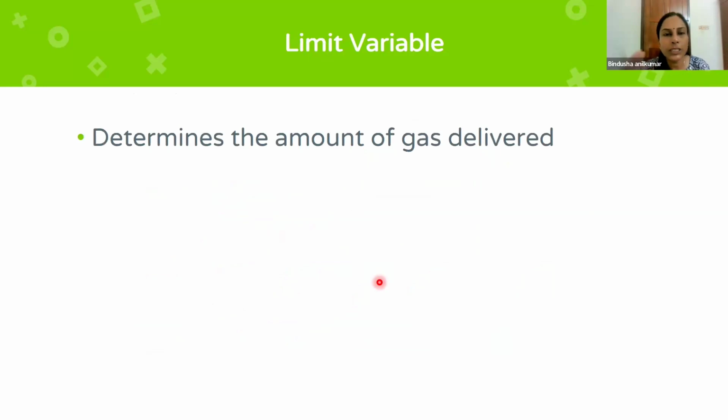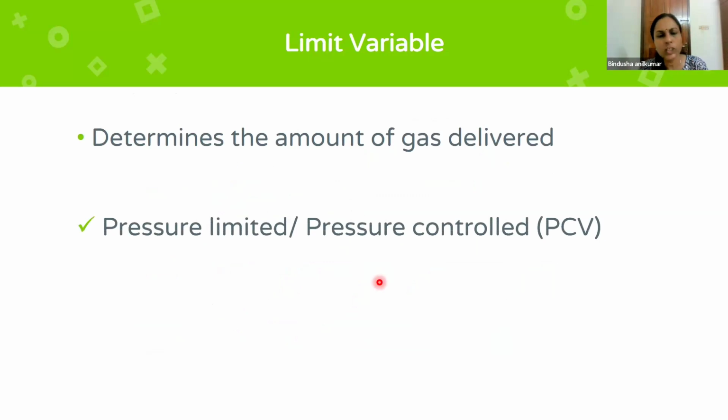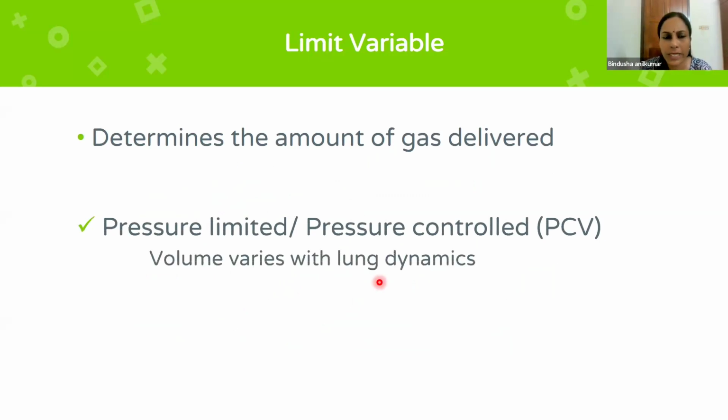Now we are going to the third variable, that is the limit variable. The limit variable is the variable which will determine the amount of gas delivered. There are two types of limit variable. It could be pressure limited or pressure controlled ventilation, where you will give a set pressure and the tidal volume delivered will vary depending upon the lung dynamics.